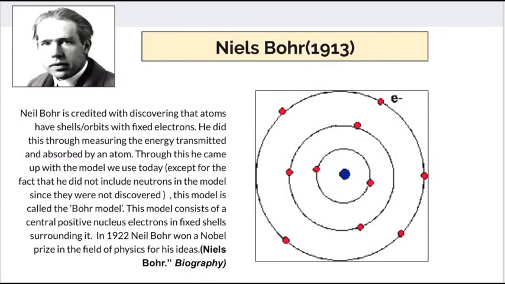Niels Bohr, 1930. Niels Bohr is credited with discovering that the electrons in an atom are fixed onto shells or orbits. He did this through measuring the energy transmitted and absorbed by an atom. Through this, he came up with the model we use today, except for the fact that he did not include neutrons in the model since they were discovered later by another scientist called James Chadwick. This model was called Bohr's model and consisted of a positively charged nucleus and electrons in fixed shells surrounding it. In the year 1922, Niels Bohr won a Nobel Prize in the field of physics for his ideas.